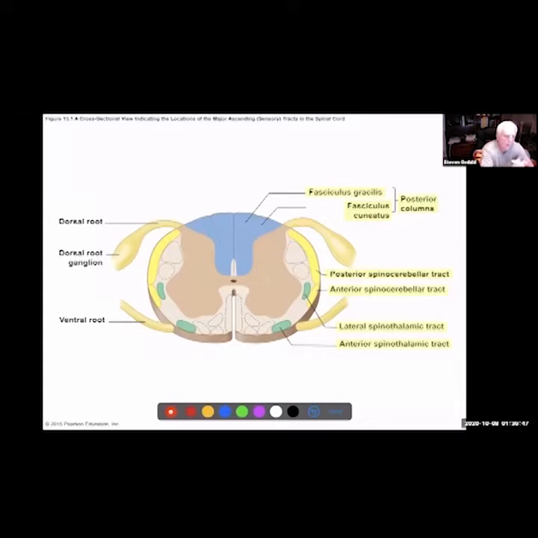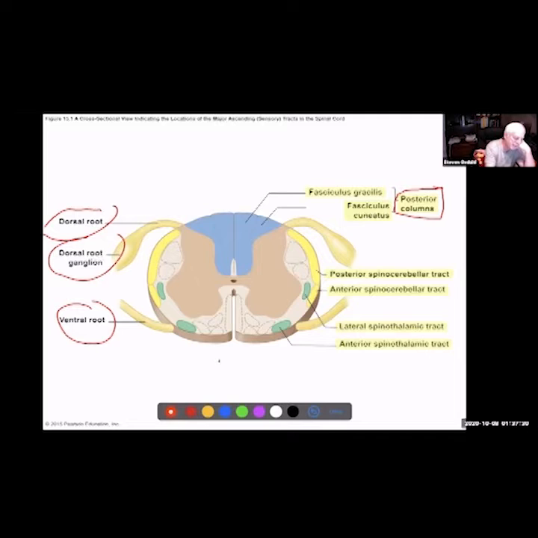This is a cross section through the spinal cord. We've seen this before. This is a dorsal root, our dorsal root ganglia. This is our ventral root. We have gray matter and white matter. Gray matter are the cell bodies. White matter is the axons of the neurons. Remember, there's three main tracts. This is your posterior columns. Your posterior columns are divided into the fasciculus gracilis and the fasciculus cuneatus. Those are the two divisions of the posterior columns, and that's where they're located in the spinal cord.